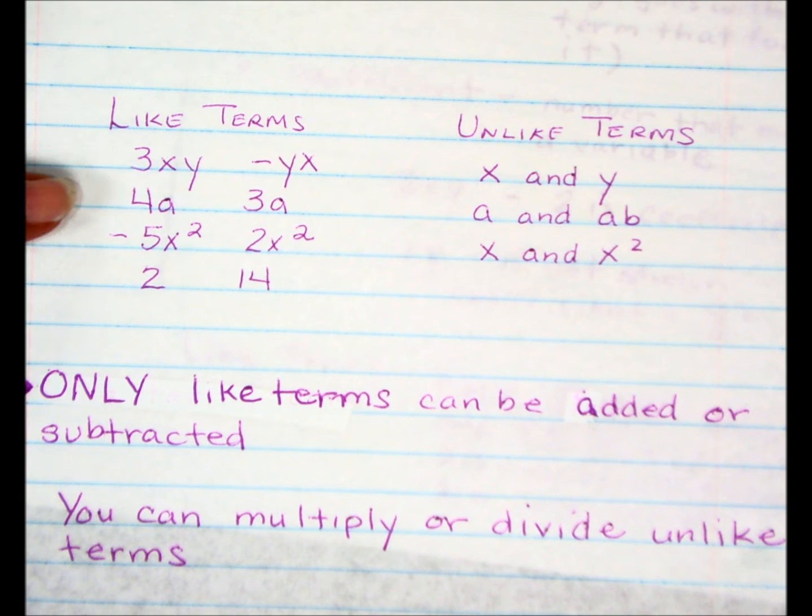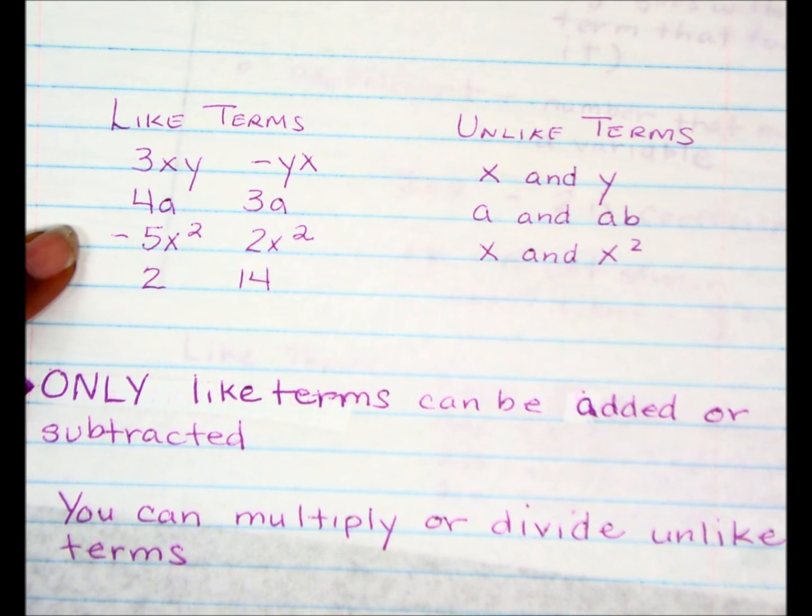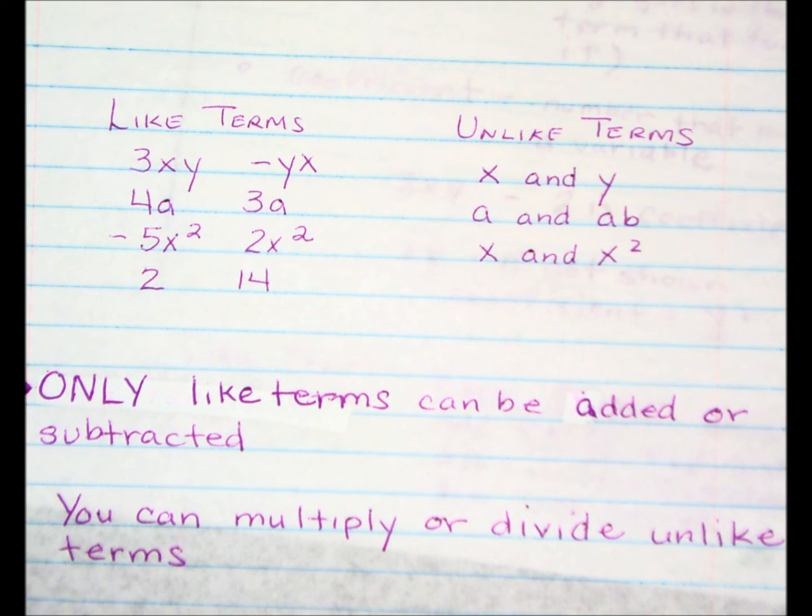In the next example, 4a and 3a are like terms, and that's because they have the same variables. The next one, -5x squared and 2x squared are like terms. They're like terms because they have the same exponents. And then all constants are like terms.